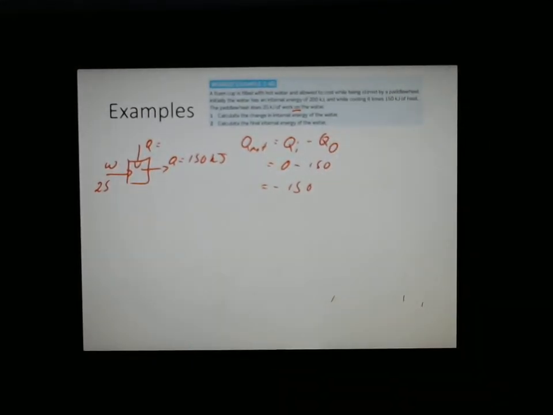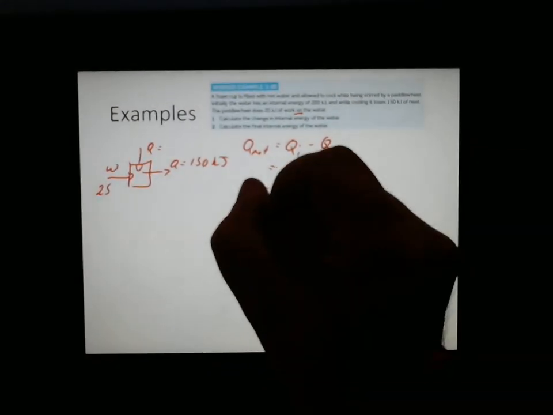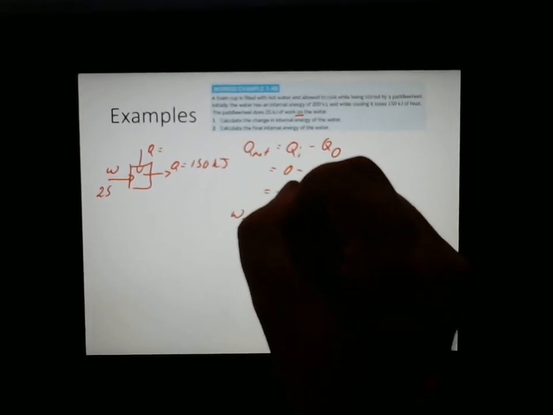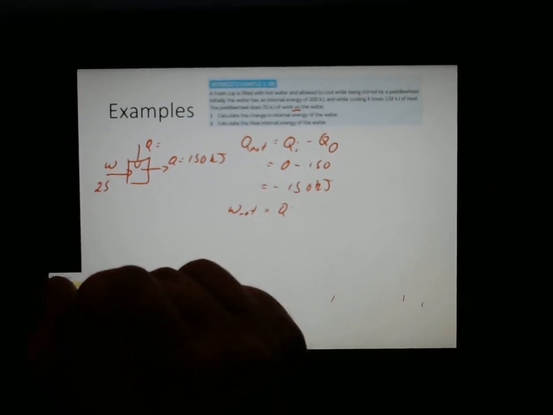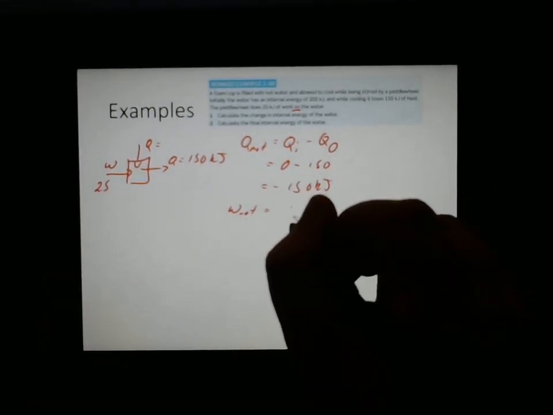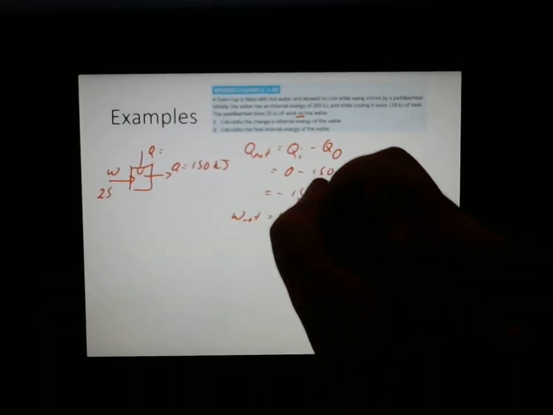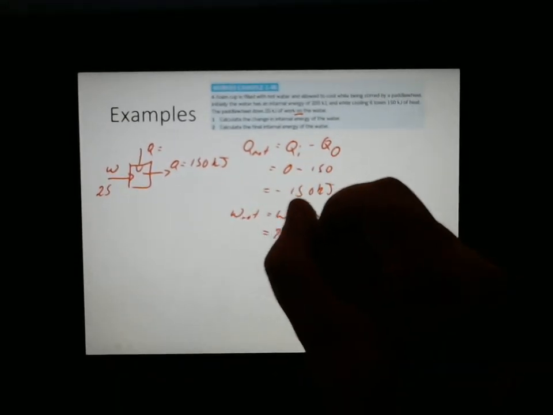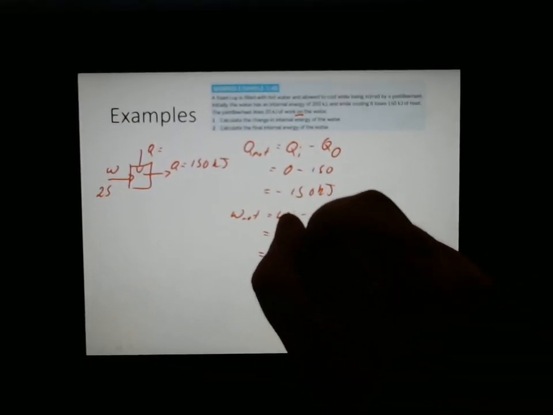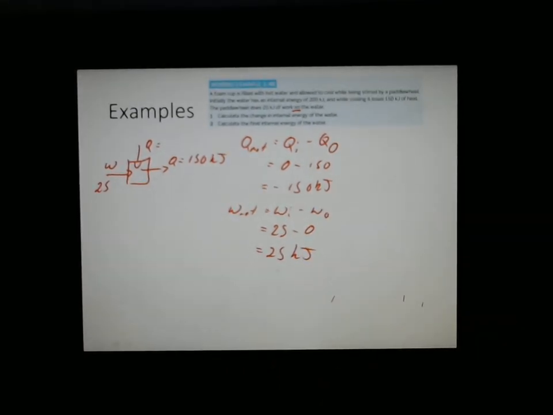I mean, that makes sense. It's losing energy. It's cooling down. It should be a negative. Sorry, kilojoules, not joules. But our net work, W, not Q, equals W in take W out. Well, we put 25 in, but we didn't add any more. We didn't use it for anything. So 25 kilojoules came in.